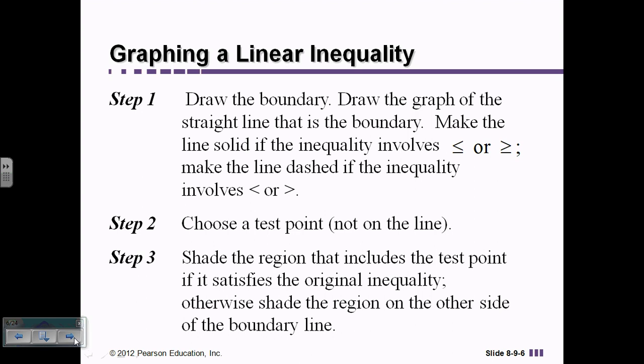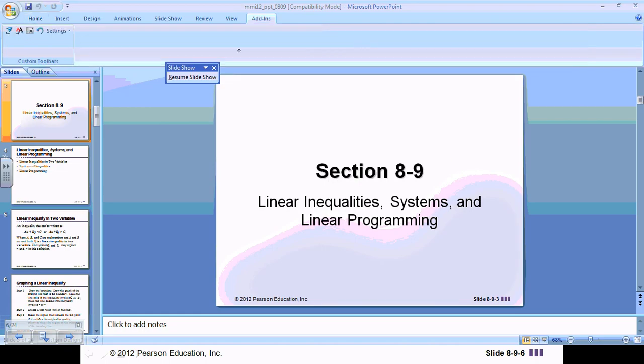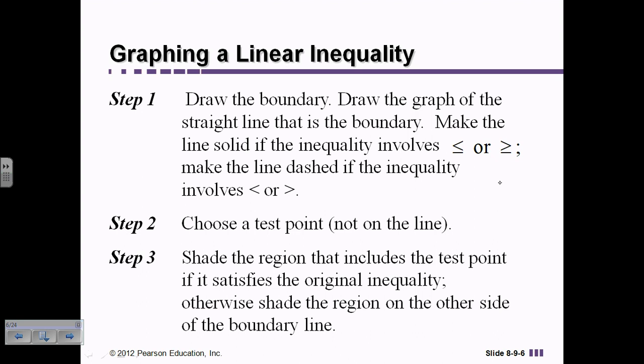Now here's where the inequalities are slightly different. If we look at this, we'll notice that we have less than or equal to, greater than or equal to. So anytime it involves that, then the line is going to be a solid line. So the solid line is just saying that it includes the line. That's what the equal to means. If the symbol is just a less than symbol or a greater than symbol, then the line is going to be dashed. It's going to be dotted line.